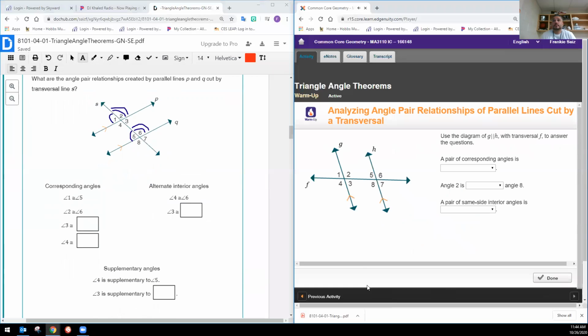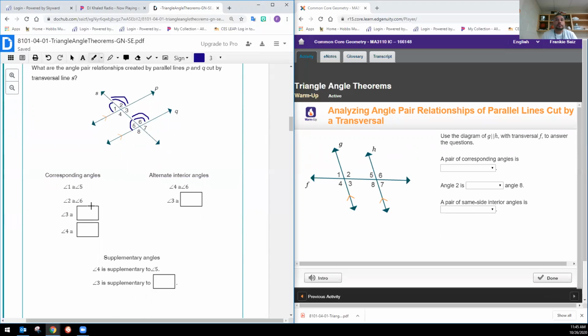Use the diagram of parallel lines G and H cut by transversal F to answer the questions. All right, before I do this, I'm going to come over here at corresponding angles. Corresponding angles are 1 and 5. Remember, they got to correspond to the same side. If this right here was all alone compared to this one, angle 1 and 5 would be the same. 2 and 6 would be the same. 4 and 8 would be the same. 3 and 7 would be the same. So this is going to be the same thing as angle 7, but I don't have an angle there, so I'm going to draw that. Angle 3 and angle 7 are corresponding.